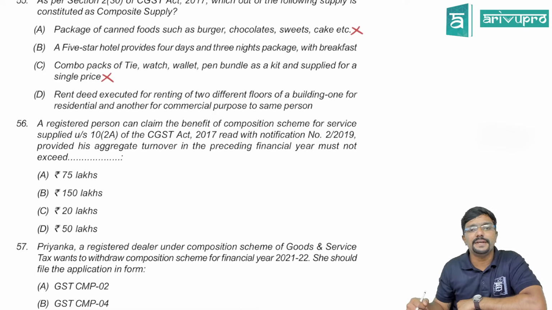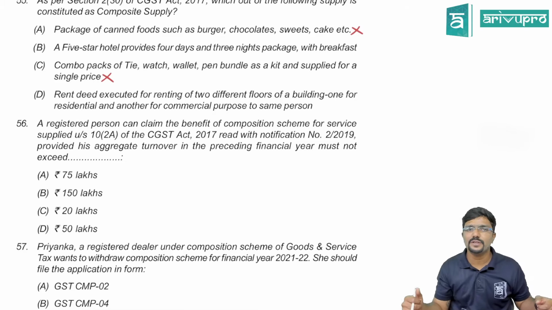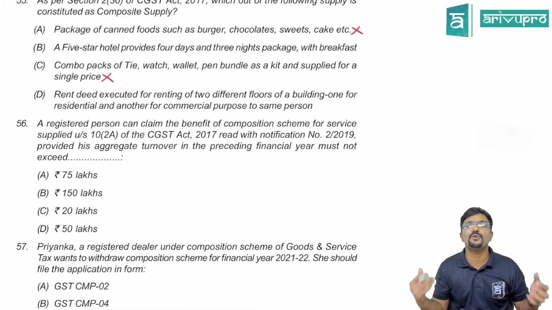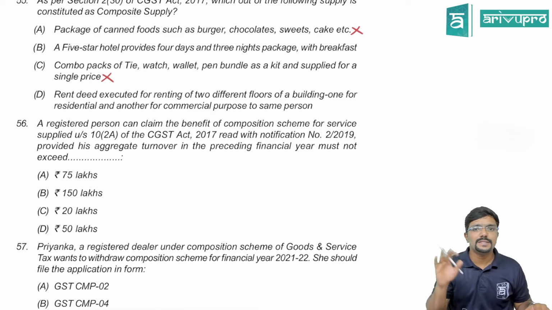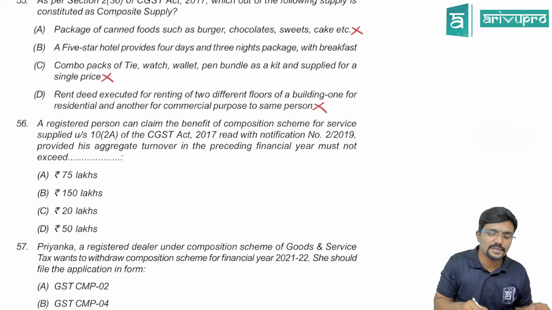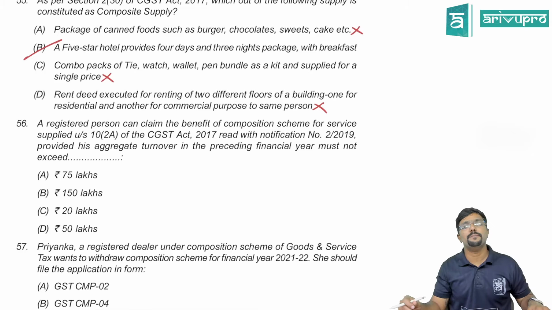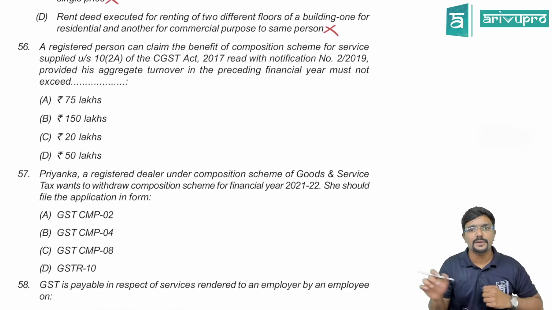Then rent deed executed for renting of 2 different floors of a building, one for residential and another for commercial purpose. Here also you can let out separately, charge rent separately. 2 different floors you are letting for 2 different purposes. So are they naturally bundled? No. So is it a composite supply? No, they are mixed supply. So out of the given options, the composite supply is B, guys. It is B. That is accommodation along with breakfast.